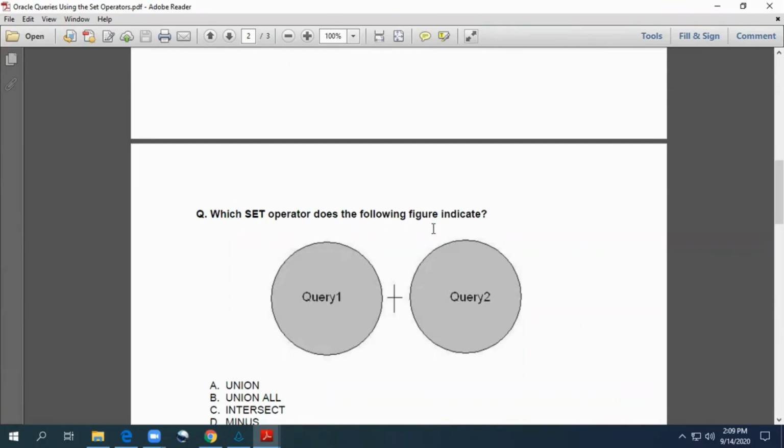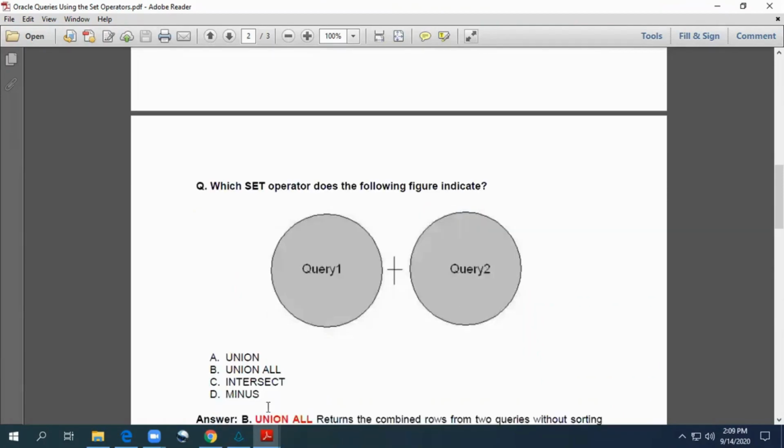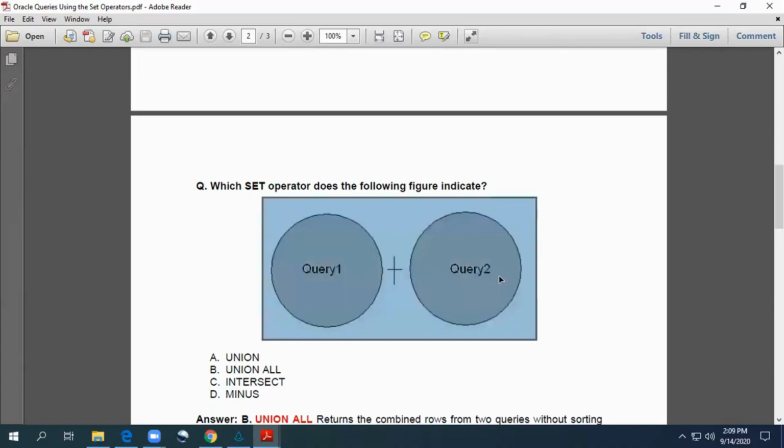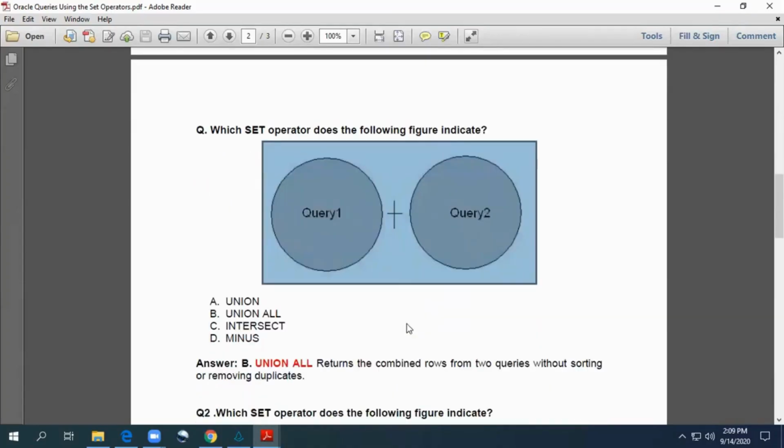Which set operator does the following figure indicate? If I am showing you this figure, which set operator is this? There are four set operators: union, union all, intersect, and minus. So this Venn diagram shows which set operator? The answer is union all, because the union all operation does not avoid duplicates. It displays all the values of query 1 along with all the values of query 2, including duplicate values. So this Venn diagram is for the union all operator.